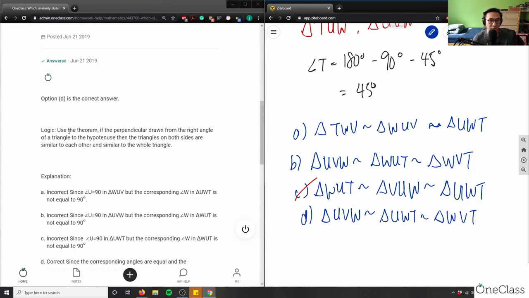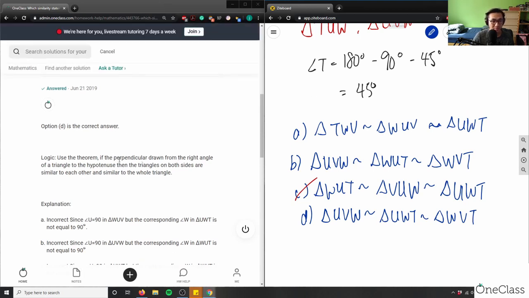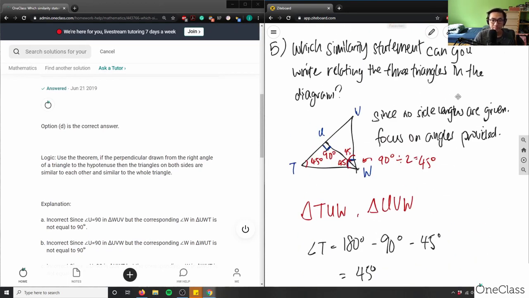So it says here, use the theorem: if the perpendicular is drawn from the right angle of a triangle to the hypotenuse, then the triangles on both sides are similar to each other and similar to the whole triangle. So if I'm drawing a hypotenuse, I'm drawing this here. A perpendicular is drawn from this right angle at W to the hypotenuse. Then the triangles on both sides are similar and similar to the whole triangle. So this line defines my perpendicular here.